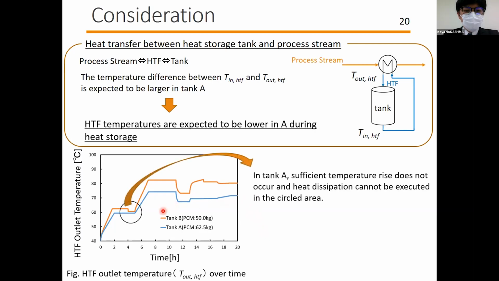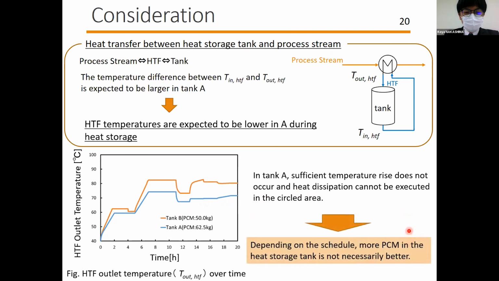Also, in the circle area of the graph, it can be seen that neither heat storage nor heat dissipation takes place in tank A, but heat dissipation takes place in tank B, and the temperature is dropped. This suggests that the cost of utility was greater in tank A than in tank B, because the amount of dissipated heat by the tank was reduced and the steam cost was increased in tank A.